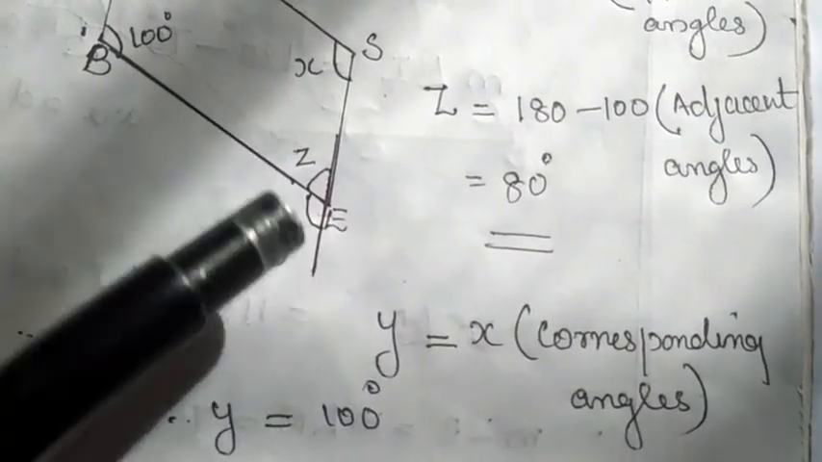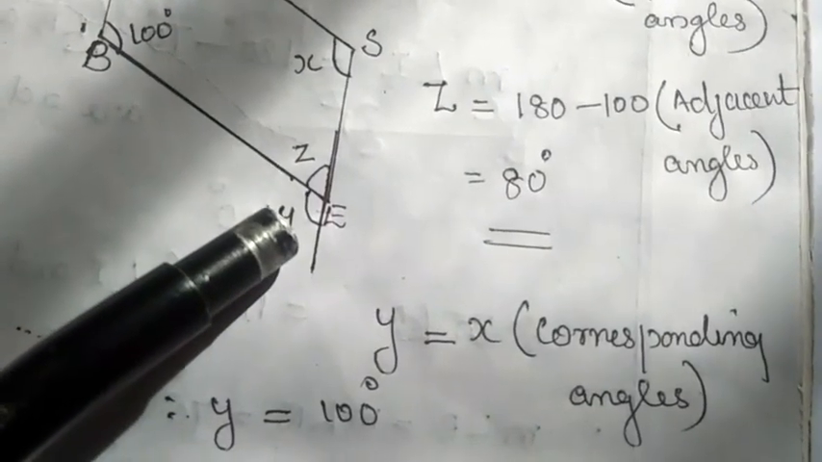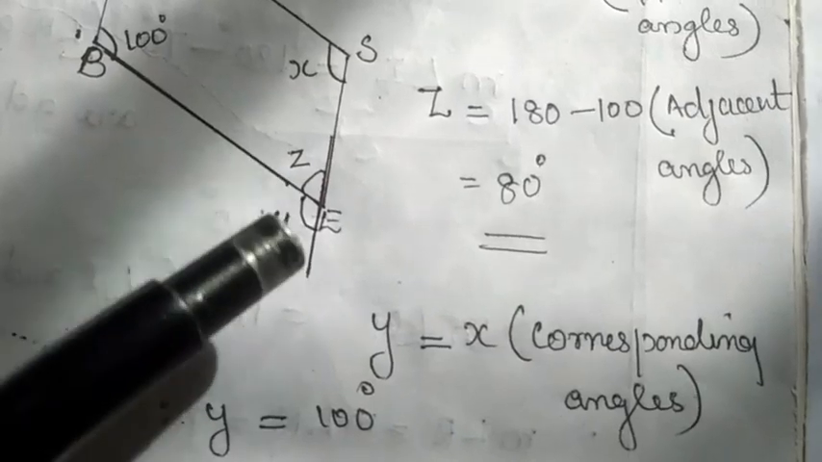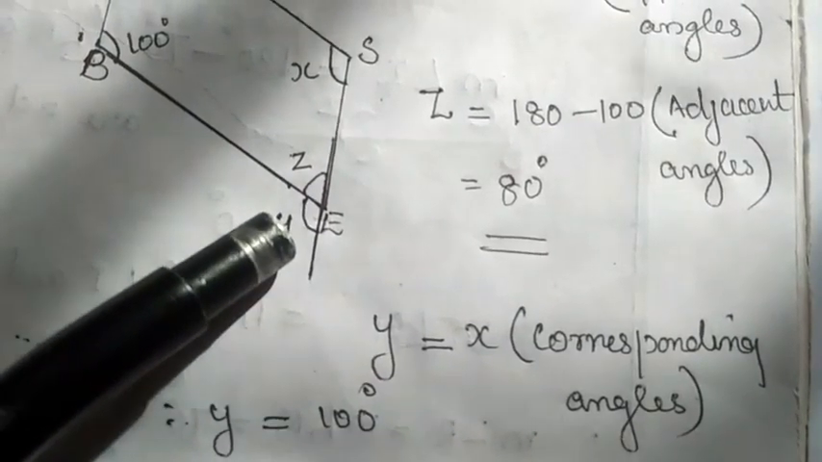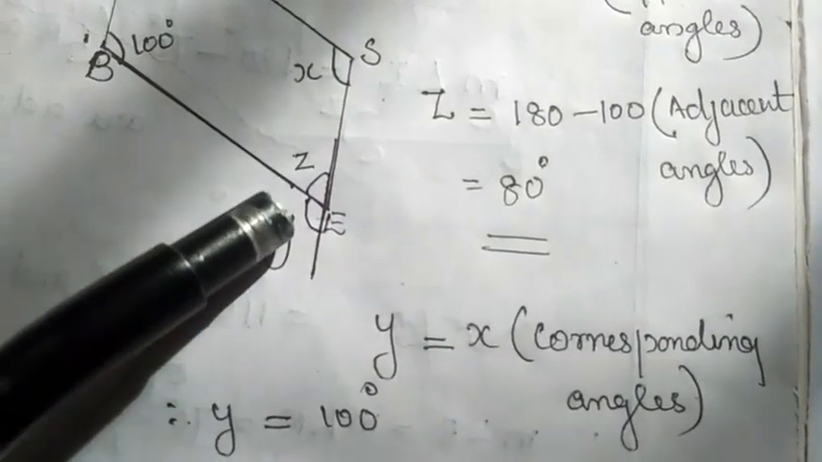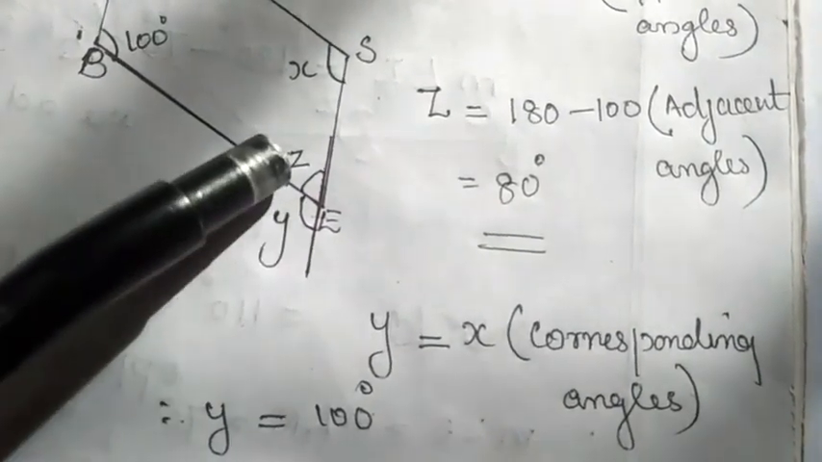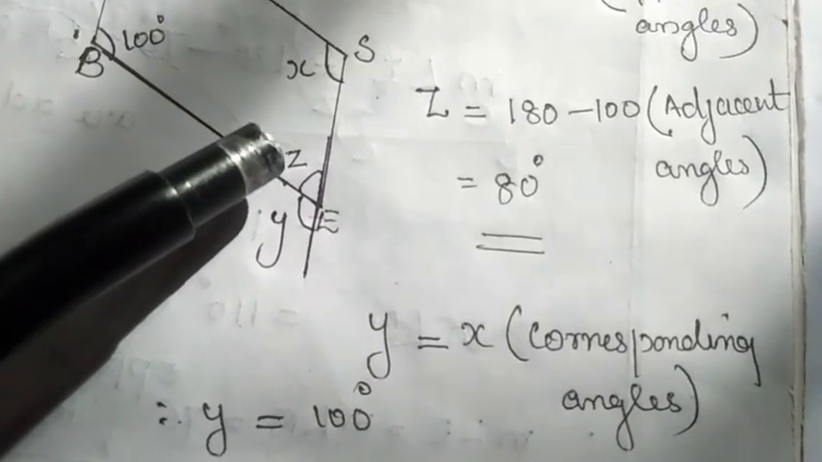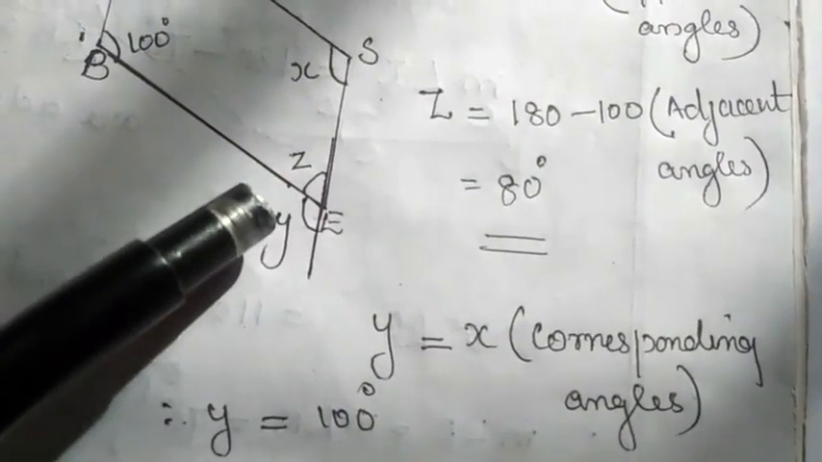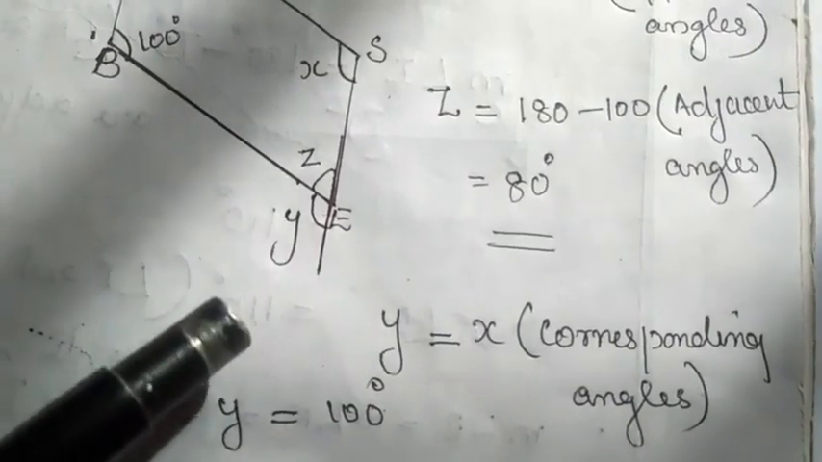So, if you are finding first y using the method of corresponding angles, z you can find using y. That means 180 minus y, 180 minus 100, z equal to 80. Anyway, you can write, but the properties should be correct about the parallelogram. Okay.